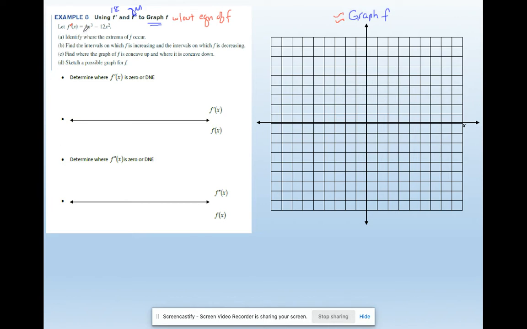So now remember, a wrap-up. What have we done so far with first derivative tests and second derivative test? The first derivative test, remember, is for extrema and increasing and decreasing intervals. And my second derivative test is for points of inflection and concave up and concave down intervals.